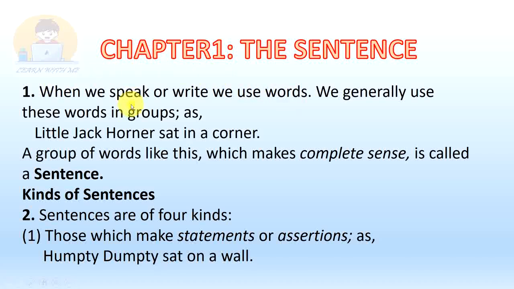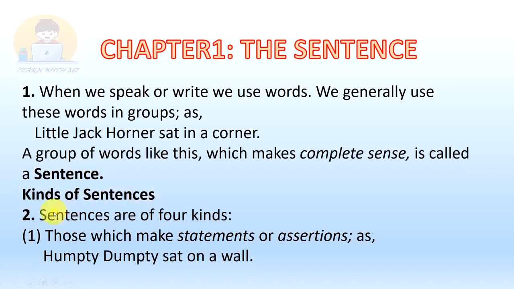Today we are going to read a book named High School English Grammar and Composition, written by Wren and Martin. Chapter 1, The Sentence. 1. When we speak or write we use words. We generally use these words in groups, as Little Jack Horner sat in a corner. A group of words like this, which makes complete sense, is called a sentence.